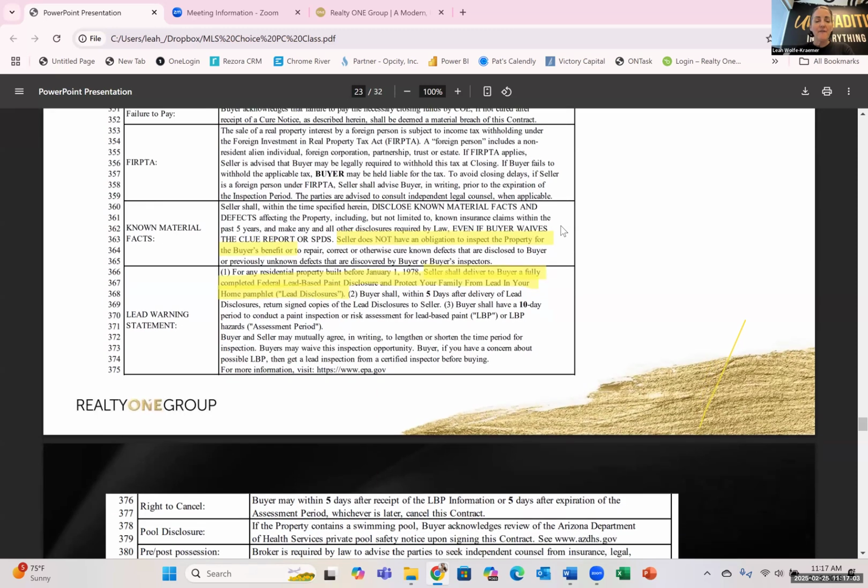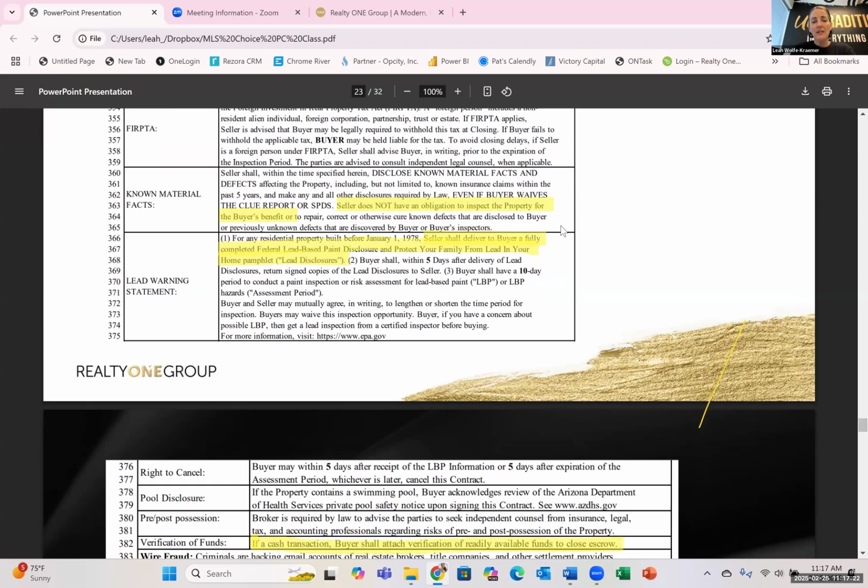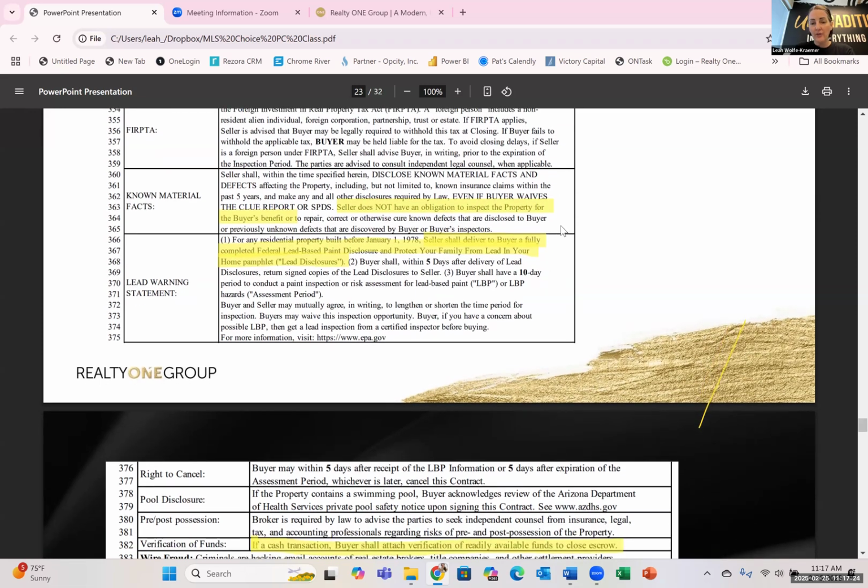Seller shall deliver to buyer a fully completed. So I referenced, hey, we don't have the lead-based paint disclosure and addendum that we have compacted for the purposes of AAR use, but it tells you right where to go here. Seller shall deliver to buyer a fully completed federal lead-based paint disclosure and Protect Your Family from Lead in Your Home pamphlet. So it's saying, hey, go and look for this. You can just Google this. You can actually pull down this disclosure and packet, and then you can have the parties sign and acknowledge.